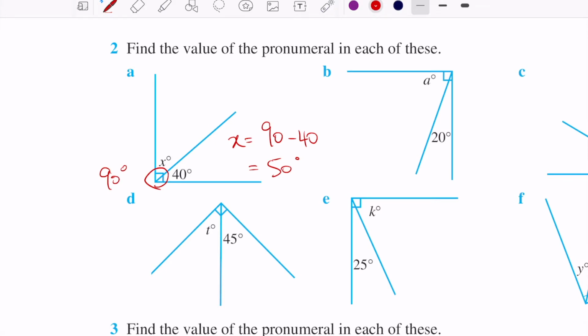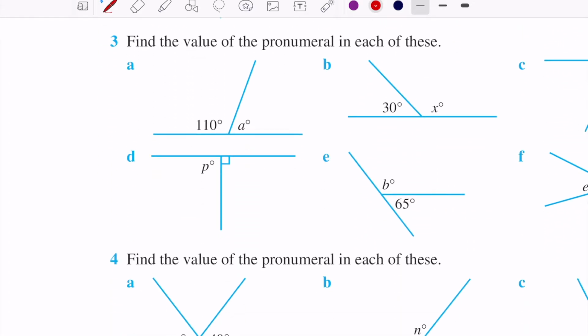Same with b. That means 90 degrees, and a plus 20 equals 90. So the difference is going to be 70, because 70 plus 20 is 90. Question 3 is exactly the same, except it's a straight line, adds up to 180. So 110 plus something equals 180. So we know that A equals 70 degrees.